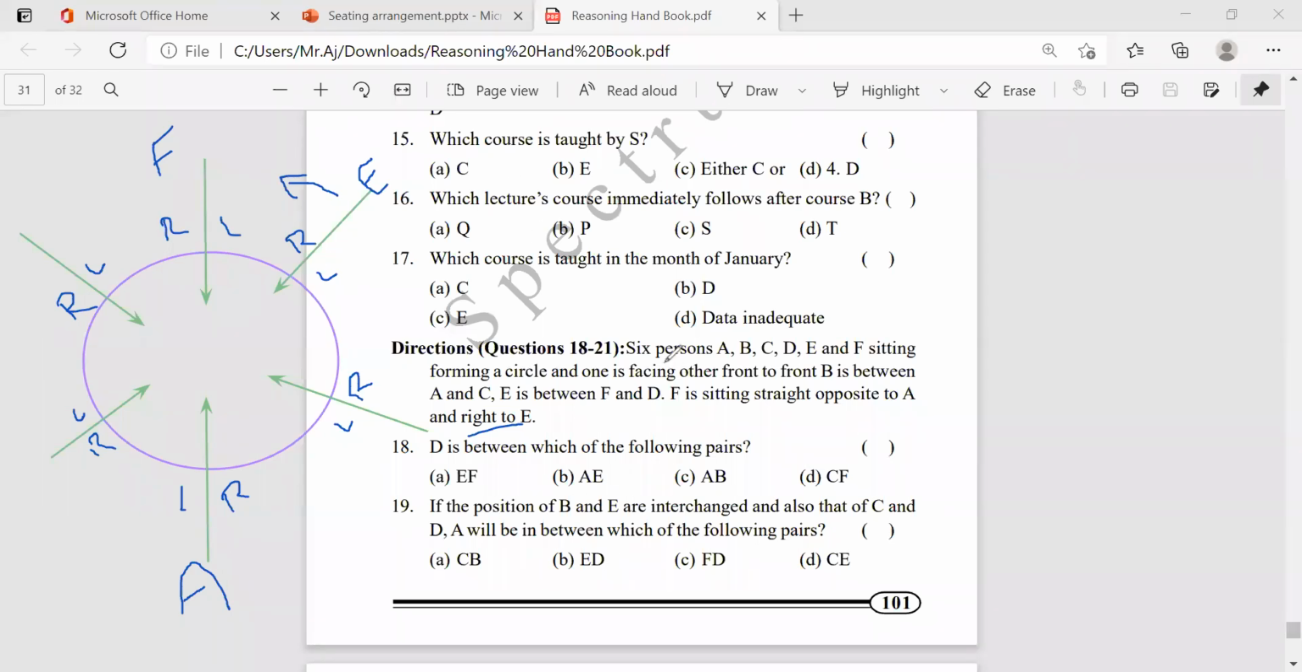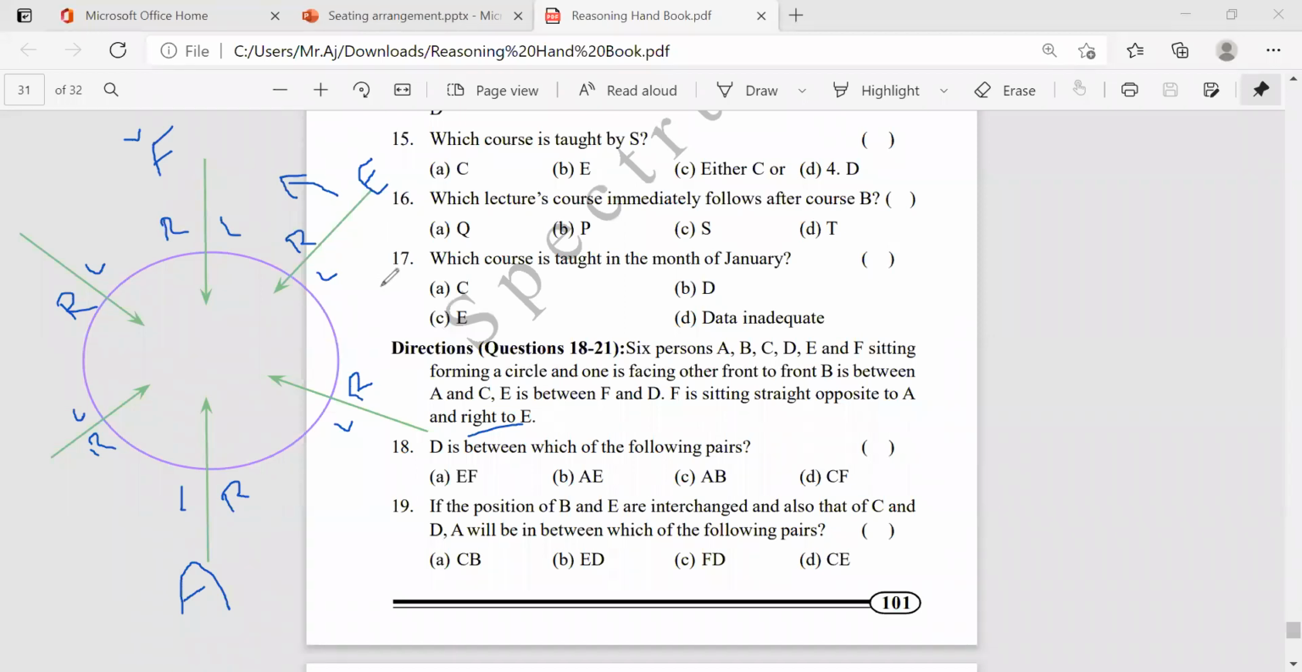Now almost we got the problem solved, right? Now we got the positions of A, F, E. And now the next statement: B is between A and C. Still we don't know where A and C are. They said E is between F and D. We know that F is here and E is here. E is between F and D.